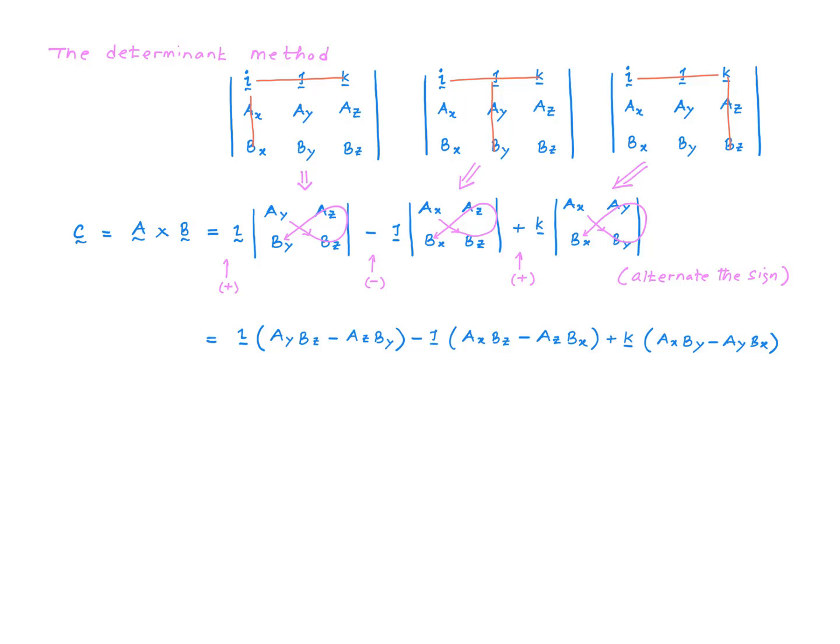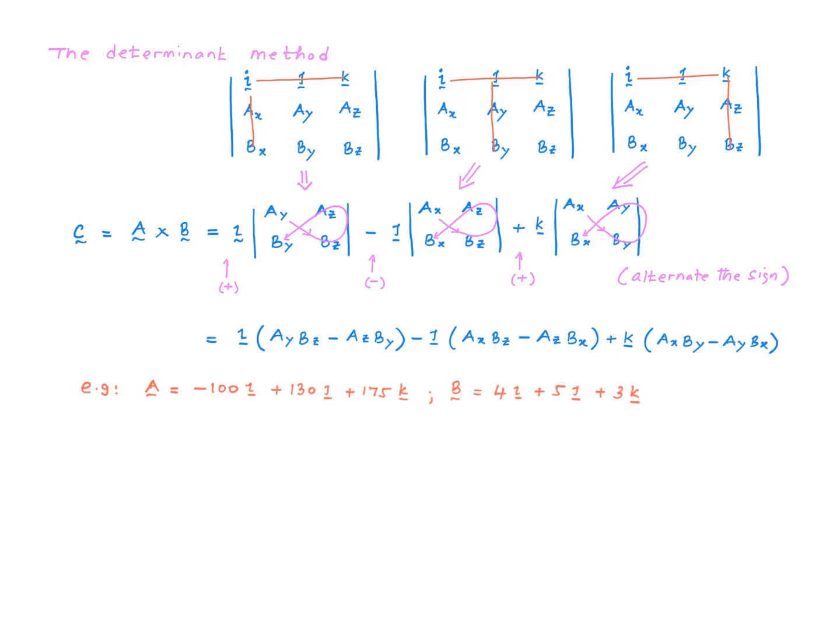So using the same methodology, expansion of this 2 by 2 determinant will be ax times bz minus az times bx, and this one will be ax times by minus ay times bx. So that's it. So we have C expressed in its component form. So this is the ith term, this is the jth term, this is the kth term.